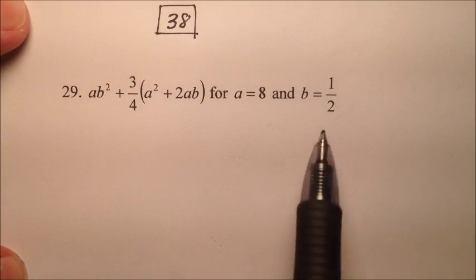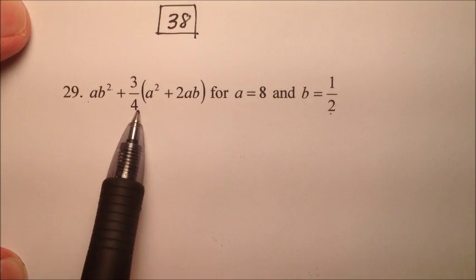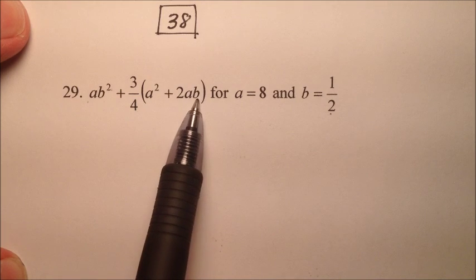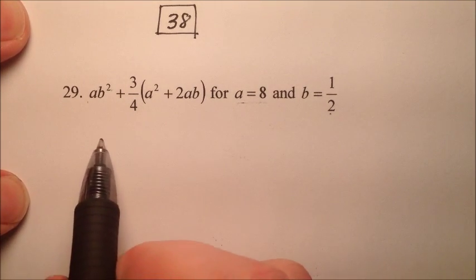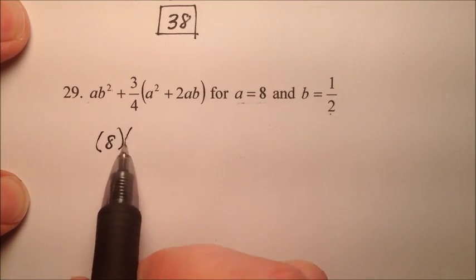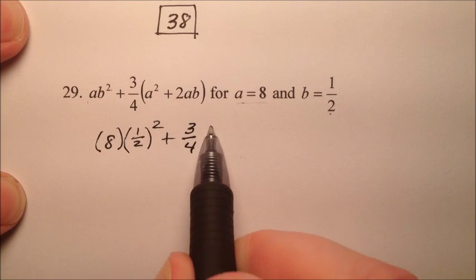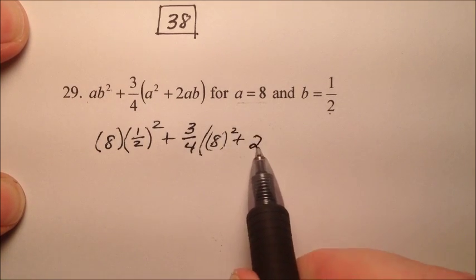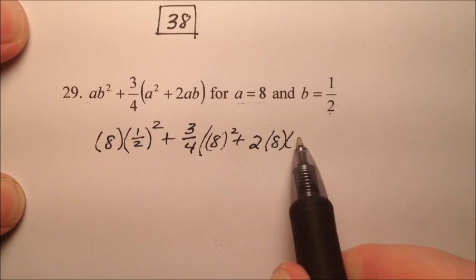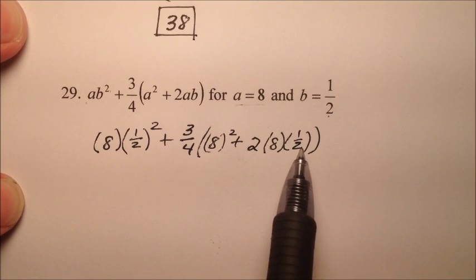Okay, let's do 29. I have some more fractions in here. So we have ab squared plus 3/4 times this quantity, a squared plus 2ab, where a is 8 and b is a half. So a is 8, b is a half, and then we've got this business in here. A squared will be 8 squared plus 2ab. So we've got a lot going on in this problem.